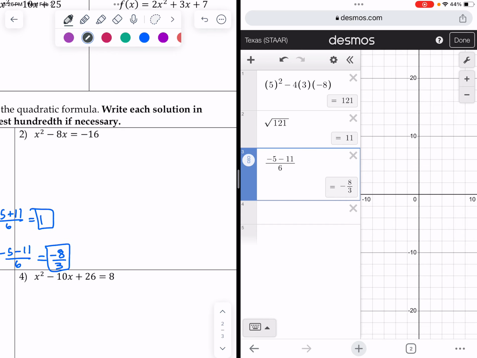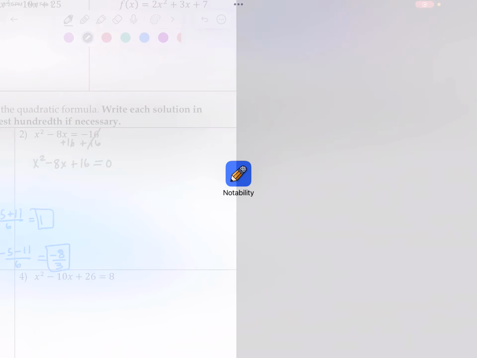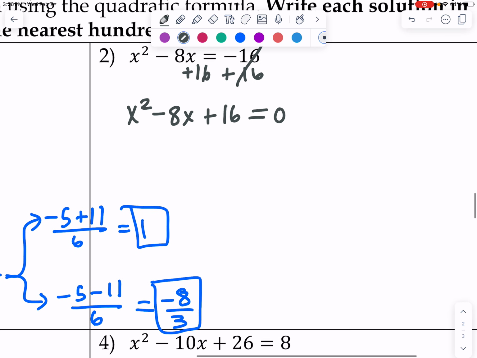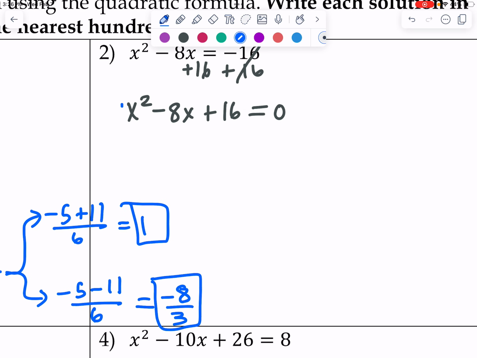Okay, for number 2, we're not set up yet. We need to move this 16 to the other side. Since it's negative, we're going to add it. And so that gives us x squared minus 8x plus 16 equals 0. Okay, so my a value is 1, my b value is negative 8, and my c value is positive 16.